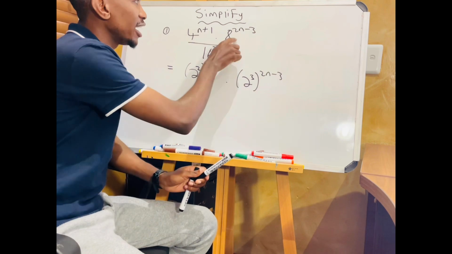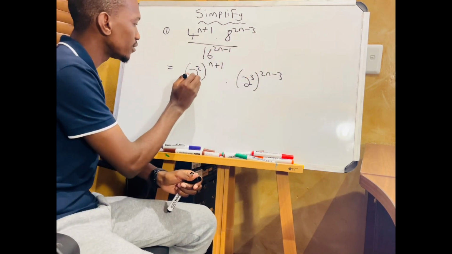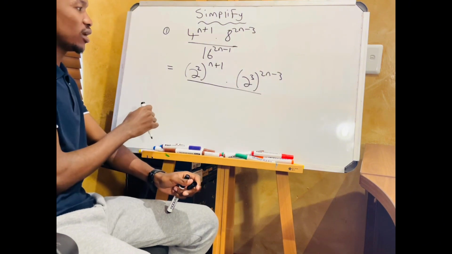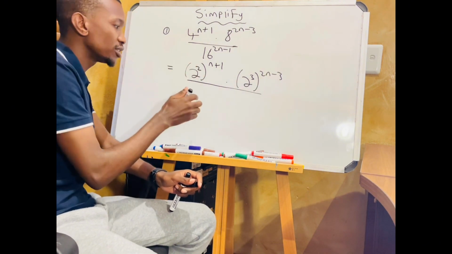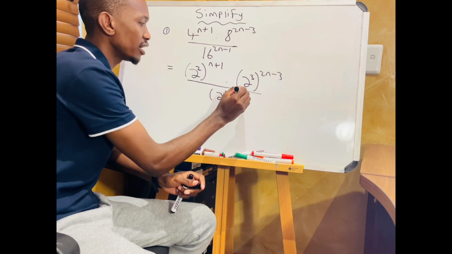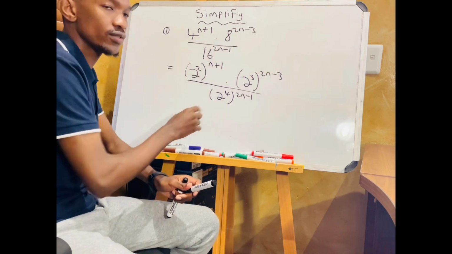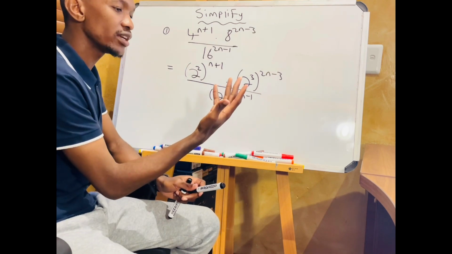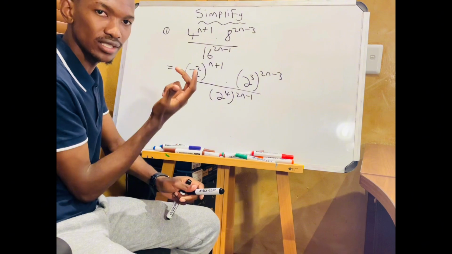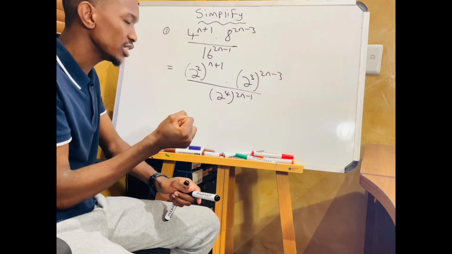Then 8 was to the power 2n minus 3, which is what I've done there. Then I can divide all of that by what? Then I need to change 16, which is the same as 2 to the power 4, all to the power 2n minus 1. Even if you try to do that, guys, you will see it's going to give you that. So if you multiply 2 four times, it's going to give you 16.